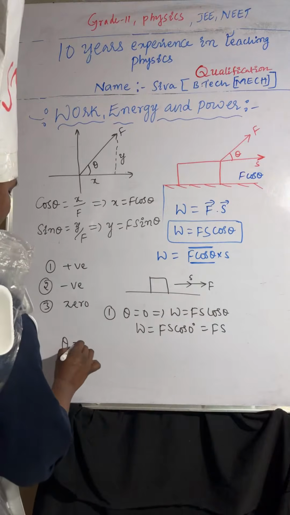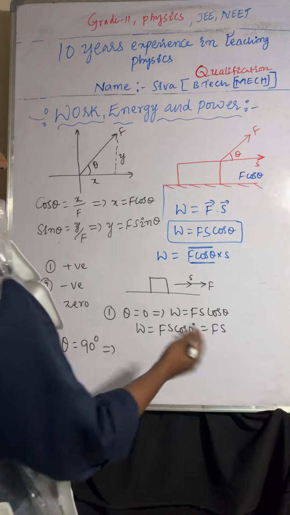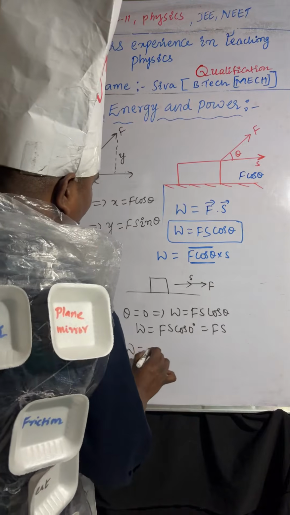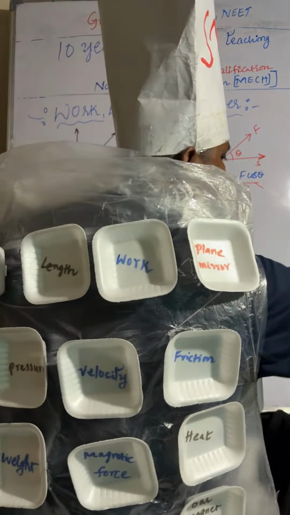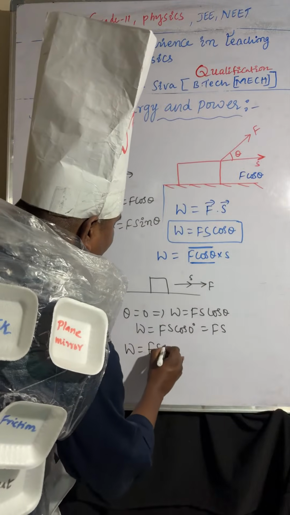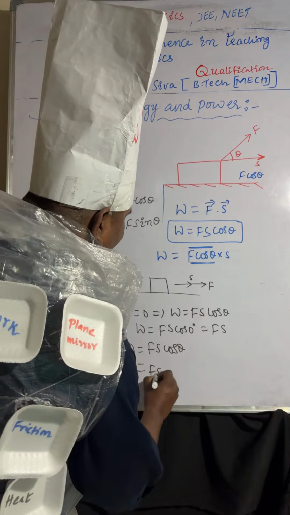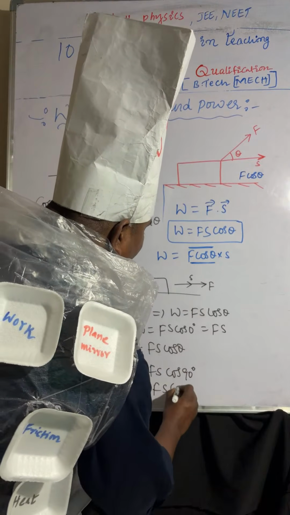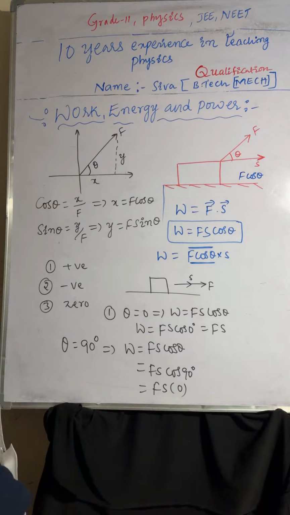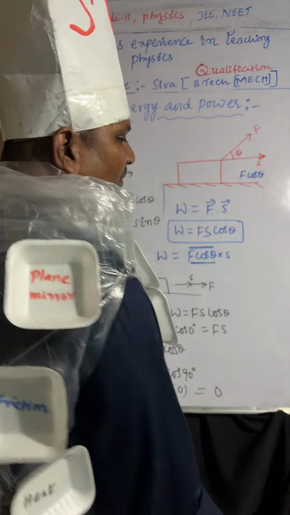When theta equals 90 degrees, work done is 0. W equals F S cos theta, so with theta equal to 90 degrees, W equals F S cos 90 degrees. Cos 90 is 0, so the total becomes 0. So work done is 0.